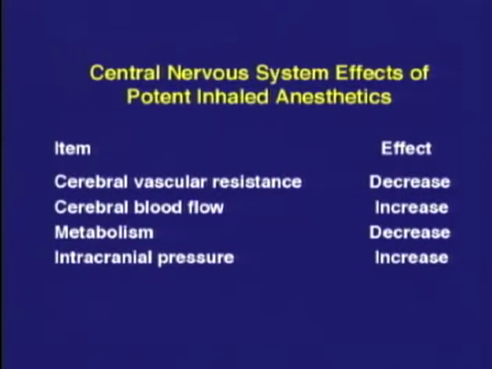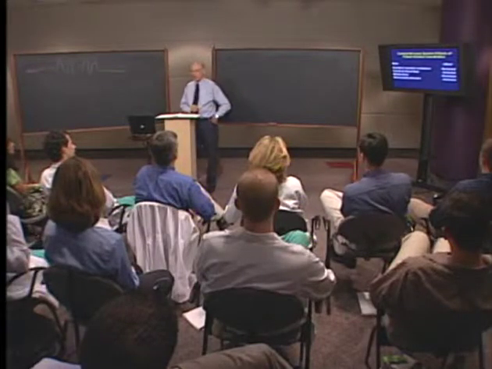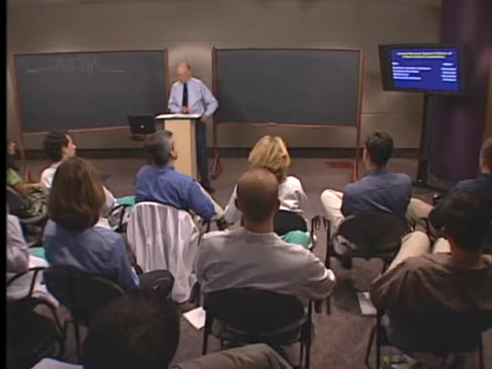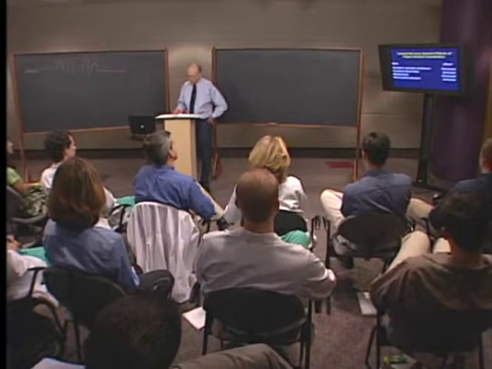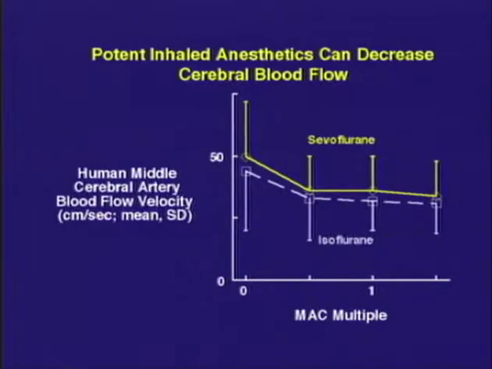At concentrations of about 3/4 of a MAC or less, there really is no significant clinical effect of any of these potent inhaled anesthetics. There's an increase in cerebral blood flow which primarily occurs only if the blood pressure is maintained at normal levels. If it's allowed to decrease, you may in fact find a decrease in cerebral blood flow with anesthetics like sevoflurane or isoflurane. As you can see, there isn't much to choose between those anesthetics in terms of their effects on cerebral blood flow.